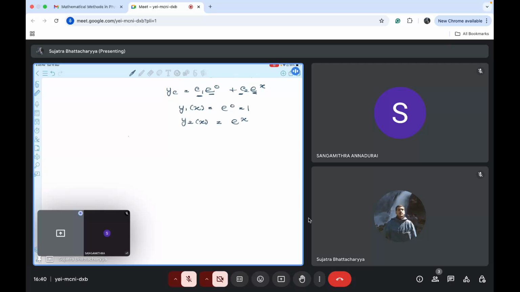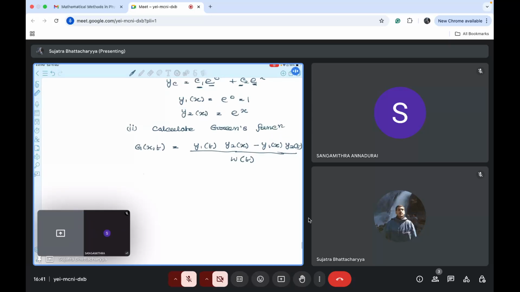The second step is to calculate the Green's function. So what will it be? G of x comma t is y1 of t, y2 of x minus y1 of x, y2 of t, divided by the Wronskian W of t. Okay, y1 and y2 we know; W of t is what we need to calculate. So what is that? y1 of t is what? 1.